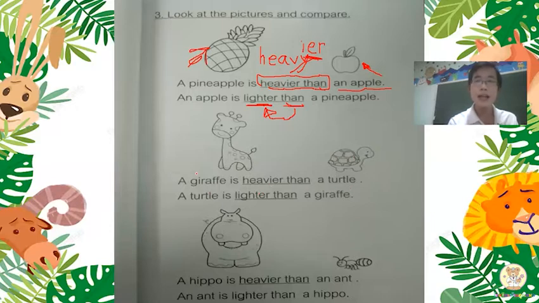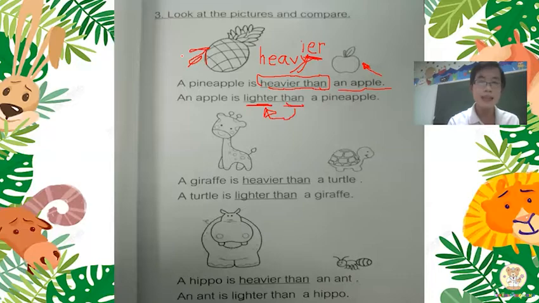As you know, a giraffe has an extremely large body, right? While you can see that a turtle has a very tiny body. That's why they use the word heavier than. Okay, a turtle is lighter than a giraffe. In the opposite way, you can see that a turtle is very small, smaller than a giraffe. That's why they use lighter than, to explain how small a turtle is.